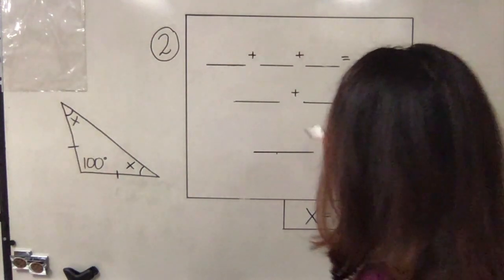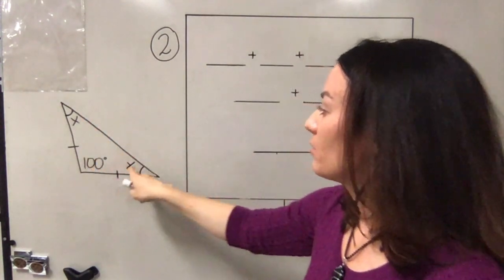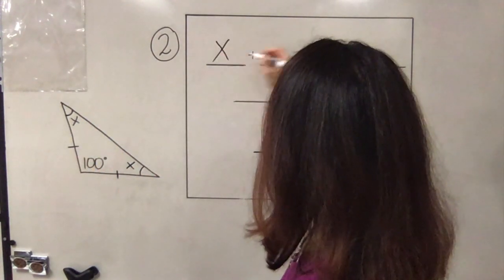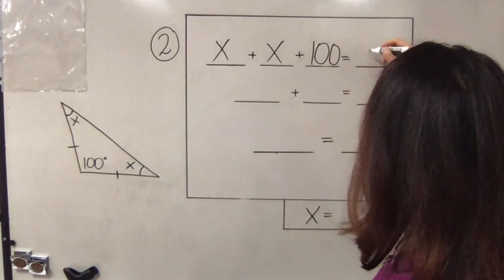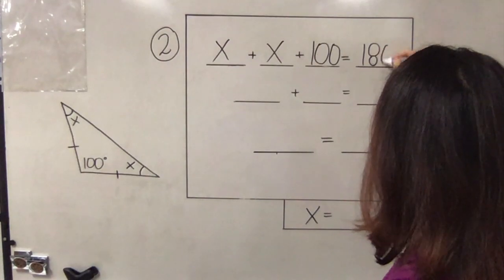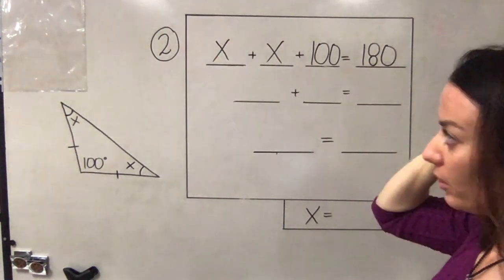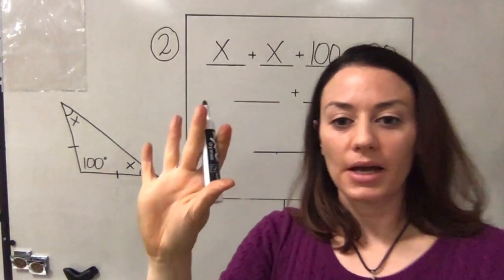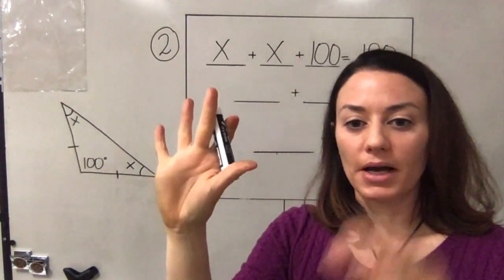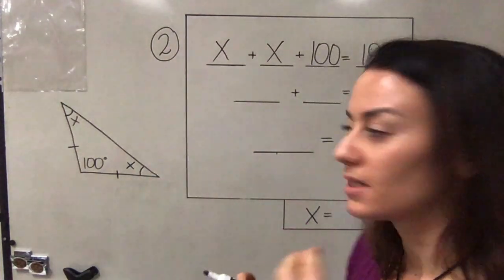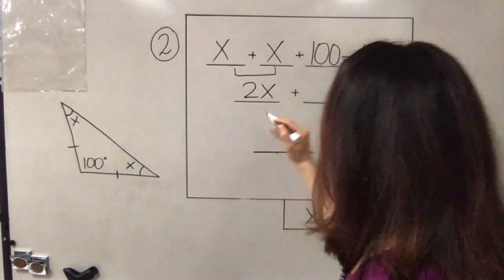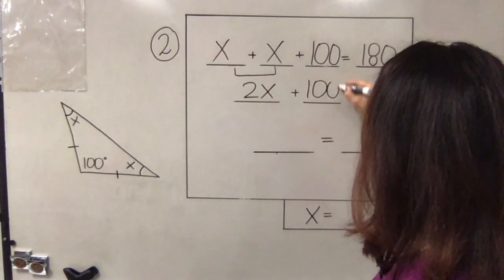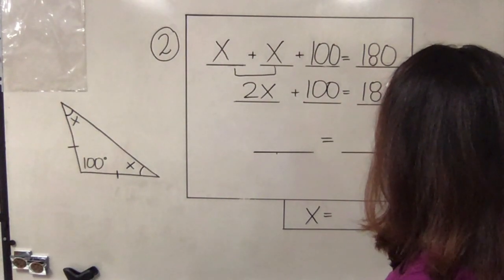So let's set up the equation. We are going to take all of those 3 angles and add them together. We have X plus X plus 100 equals 180. Awesome. All right, so what do you do first? Say, combine like terms. Combine like terms. So we're going to combine the X's together. What's X plus X? It's 2X. Great. Bring down the 100. They all equal 180 degrees.